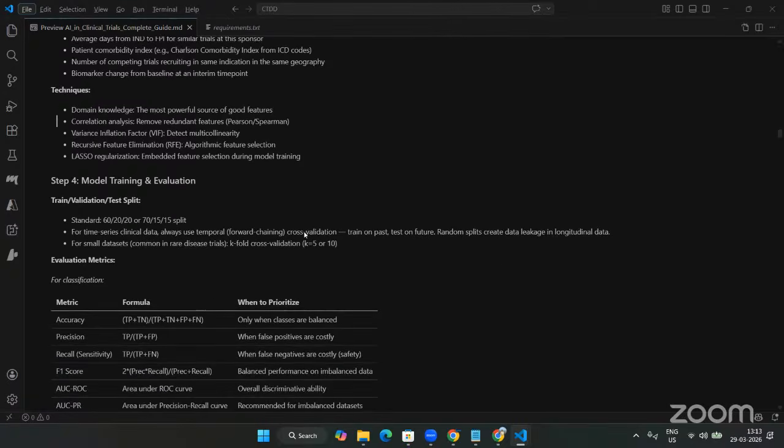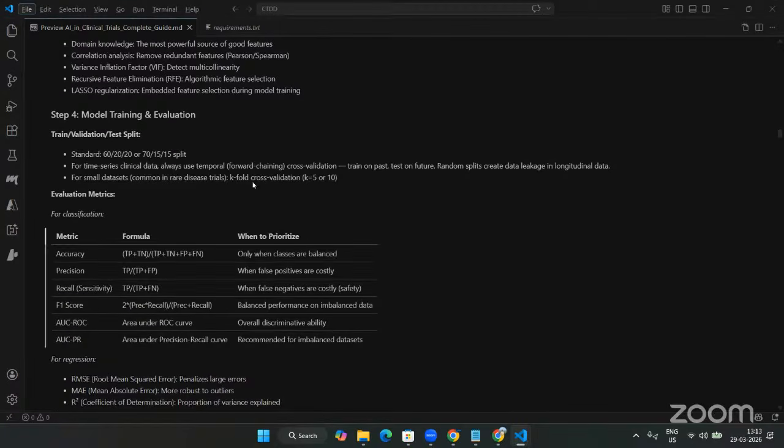Step number 4 is model training and evaluation. So, training, validation, test split. A 60-20-20 or 70-15-15 split could be used. 60% train, 20% validation, 20% test. Or 70% train, and 15-15 validation and test split.